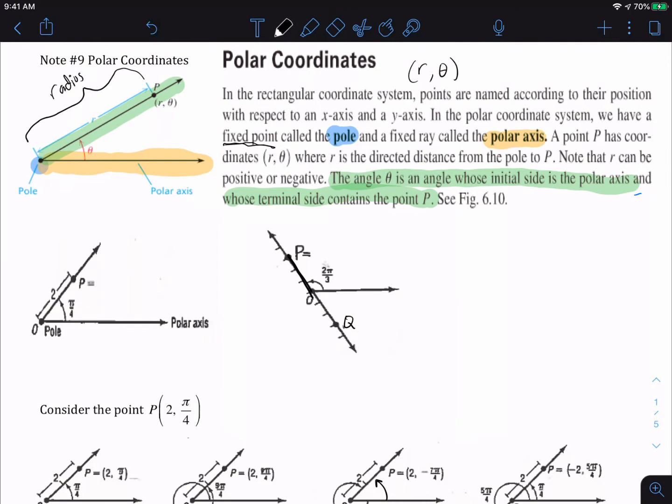So in this first example, it's telling us that the radius is 2, and we can see that the angle here is pi over 4. And so when we label the point P, that's going to be 2 comma pi over 4. Okay. In this next example, we have 2 points, a point P and a point Q. The point P has an angle of 2 pi over 3, and the radius, it looks like, is 1, 2, 3. So this is going to be 3 comma 2 pi over 3.